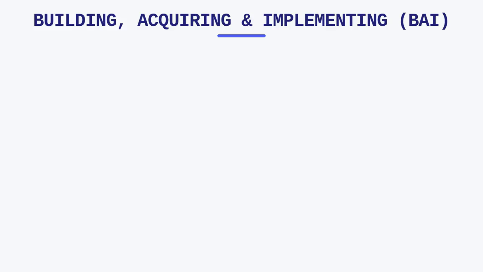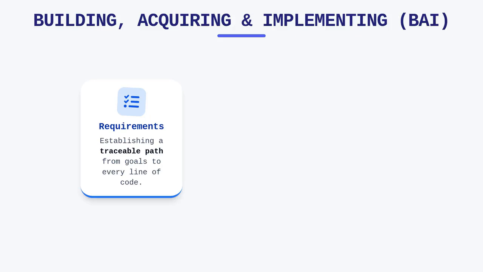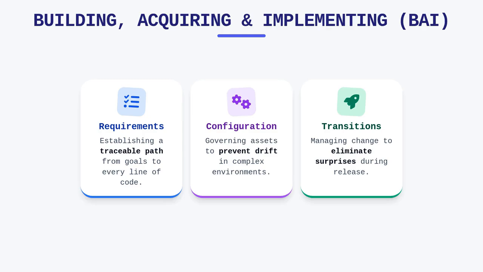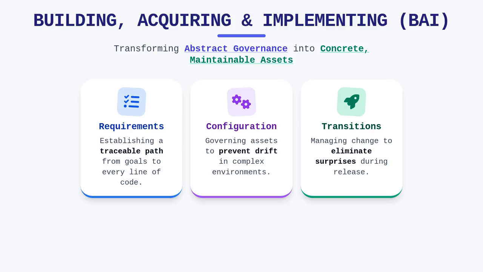The cumulative effect of these BAI processes is a predictable delivery of technical value that supports the broader enterprise strategy. When you successfully manage the requirements definition, you have a traceable path for every line of code or infrastructure component. When you govern configuration assets, you prevent the drift that often occurs in complex, long-running environments. Managing changes and transitions ensures that the business is never surprised by technical failures or stability issues during a release. This domain is fundamentally about turning the abstract goals established by governance into concrete, maintainable assets.